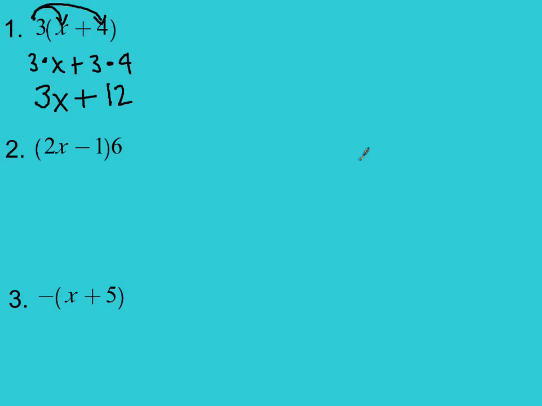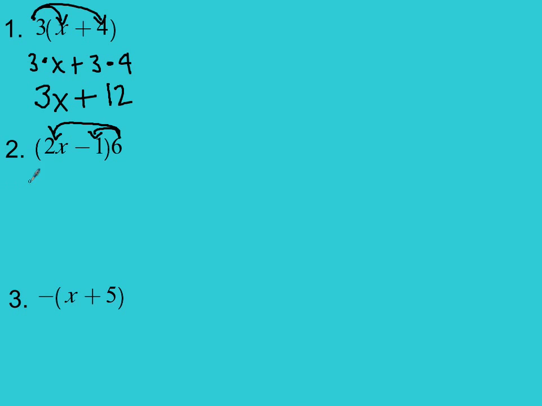Now in the second example, I've got 2x minus 1, parentheses, with a 6 on the outside. Now just because the 6 is at the end of the parentheses doesn't mean we have to do anything different. Remember, if you see parentheses and a number written directly beside it, not separated by anything, that means you need to multiply the number on the outside by everything that's on the inside. So just like I did on the first example, I'm going to multiply 6 by everything that's on the inside of the parentheses.